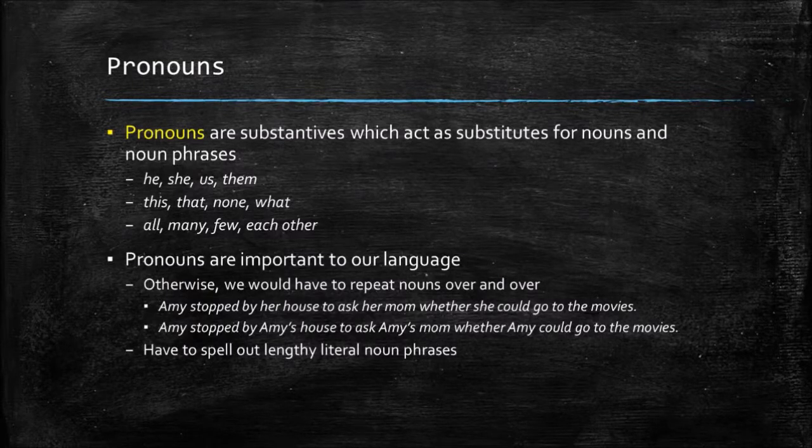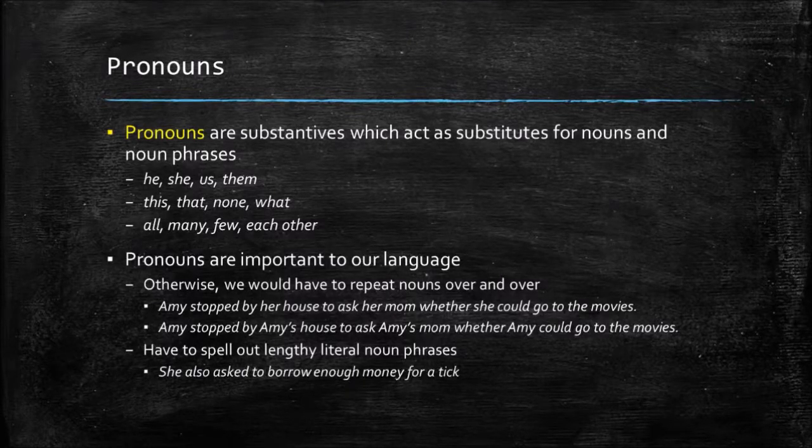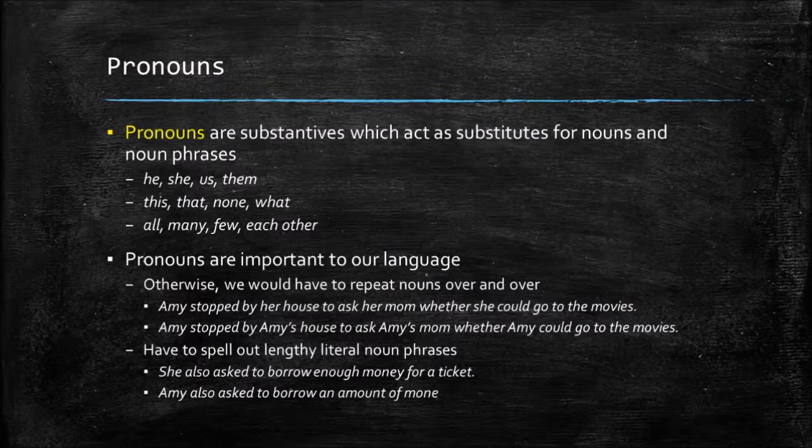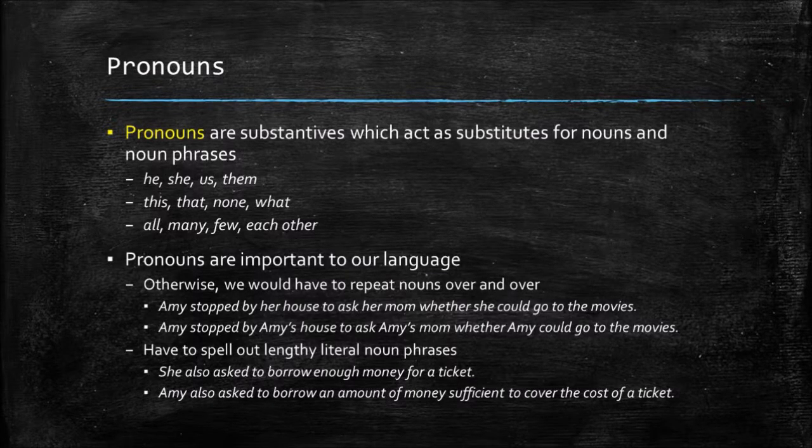Plus, we'd have to spell out lengthy literal noun phrases that, because of our familiarity with one another and with just basic aspects of humanity, we don't actually have to say. For instance, without pronouns, I couldn't say, she also asked to borrow enough money for a ticket. I'd have to say, Amy also asked to borrow an amount of money sufficient to cover the cost of a ticket. And I'd sound kind of like a space alien.